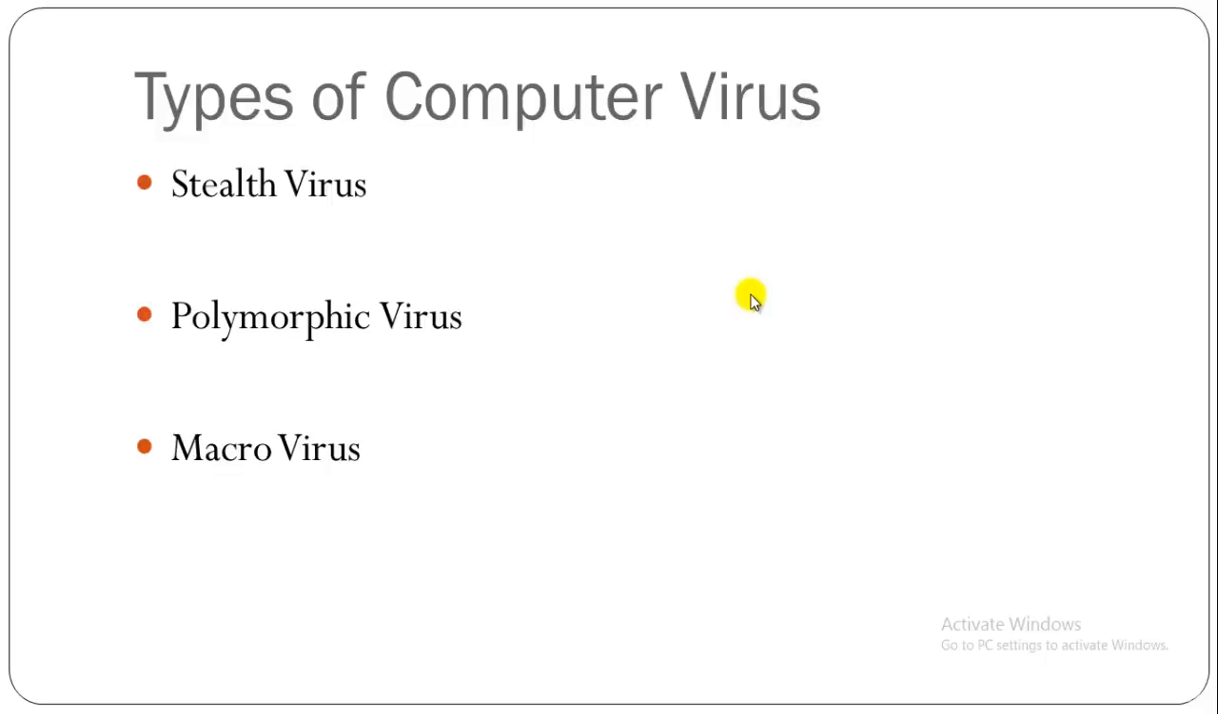And the most dangerous of all would be the polymorphic virus. The polymorphic virus acts as a chameleon. It changes its virus signature, its binary pattern, every time it multiplies and infects a new file. So in short, let me just show you a diagram.